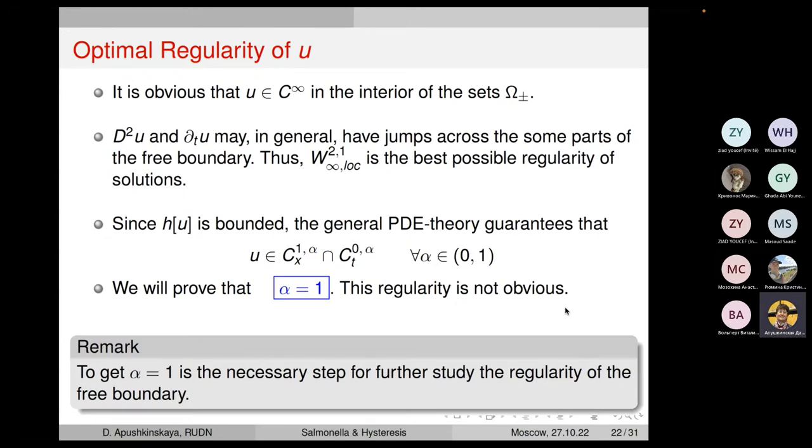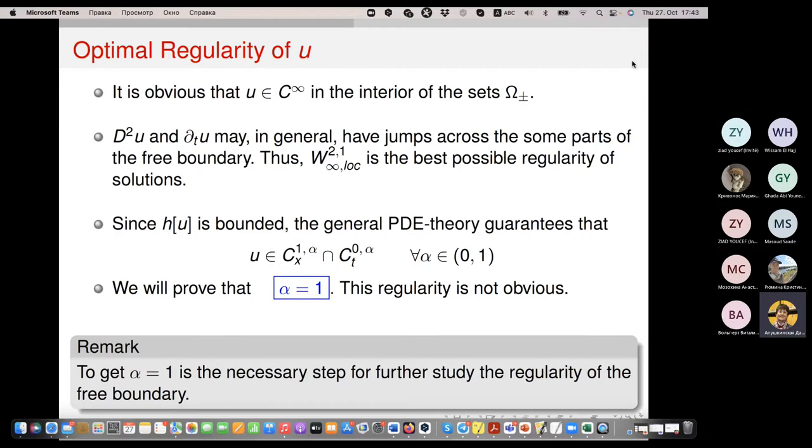Concerning the optimal regularity of u, in this situation it's a little bit better. What is obvious? If we are inside these sets omega plus and omega minus, then we have a nice situation: u is C infinity. The jumps can happen only on the free boundary. We know the example where we can have a broken second derivative or time derivative, it's not excluded, and on some parts of the free boundaries jumps can happen. So the best possible regularity is the W^{2,1}_infinity locally that I mentioned. But all such results are local, and this is standard for free boundary theory.